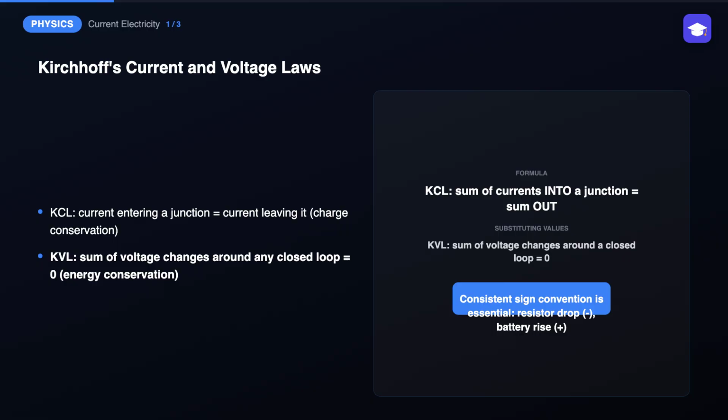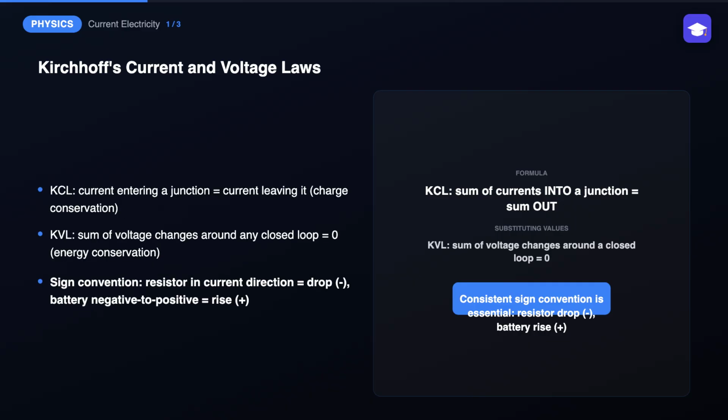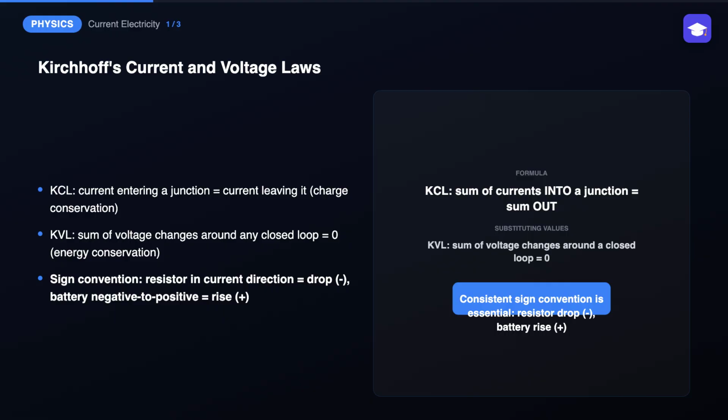Kirchhoff's voltage law, KVL, states that the sum of all voltage changes around any closed loop in a circuit must equal exactly zero. This is a direct consequence of energy conservation. Since electric potential is a well-defined, single-valued function of position, returning to your exact starting point must bring you back to the exact same potential.